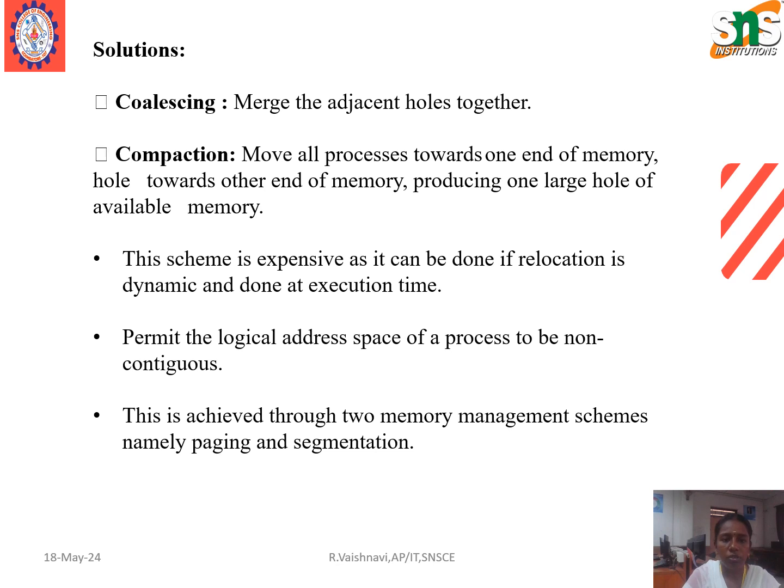Next one, solution. Merge the adjacent holes together, which is compaction. Move all the processes towards one end of the memory and the holes towards the other end of the memory, producing one large hole of available memory. Here we have three points. This scheme is expensive, as it can be done only if the relocation is dynamic and done at execution time. Next point, permit the logical address space of the process to be non-contiguous. Third one, this is achieved through two memory management schemes, namely paging and segmentation.